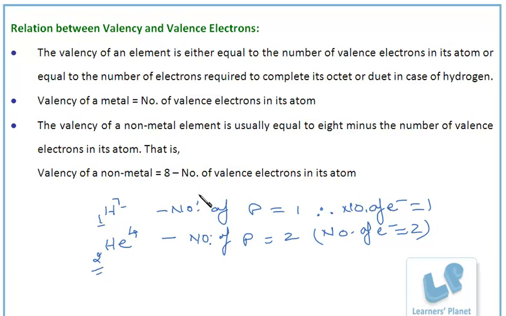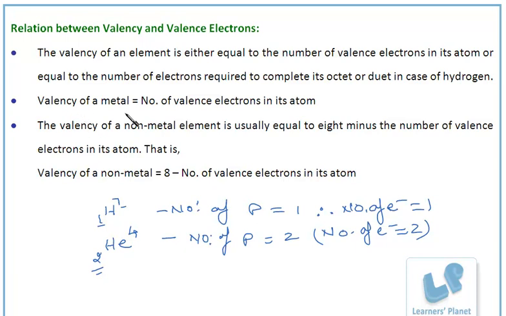Valency is what? It is the combining capacity. That is, it is the number of electrons which an atom loses or gains or shares to attain 8 electrons in its outermost shell, or to complete its octet, or to complete its duet in case of hydrogen.